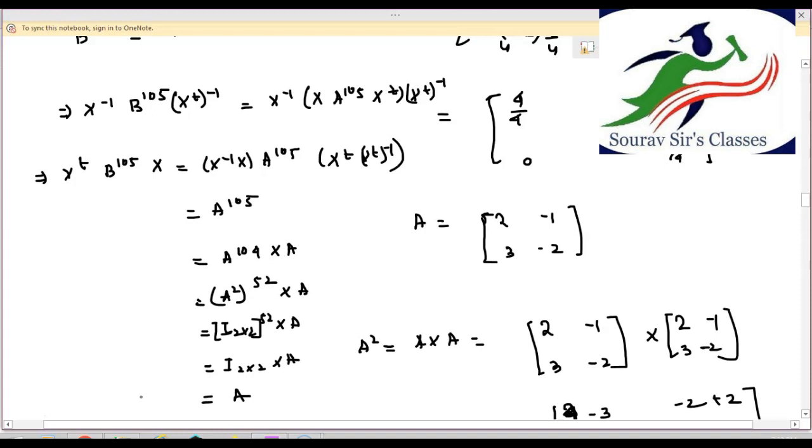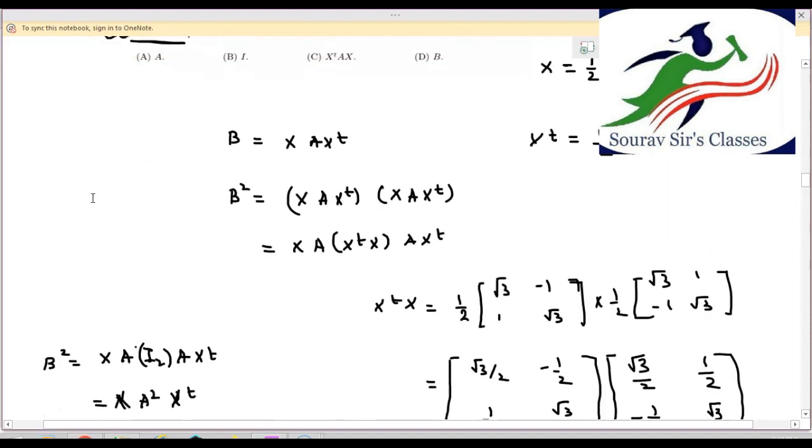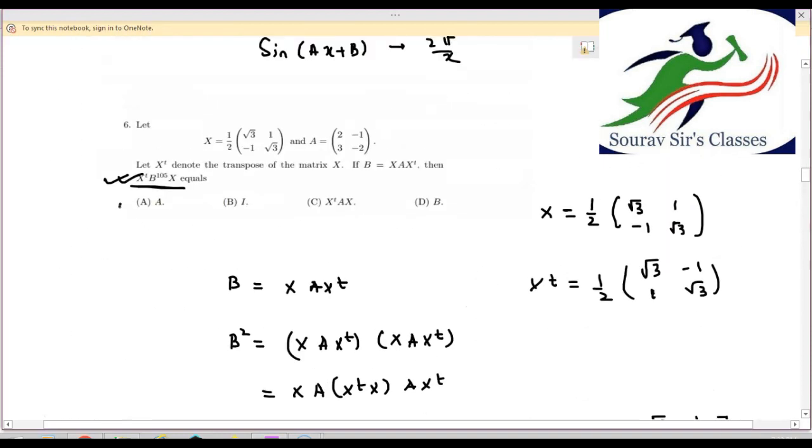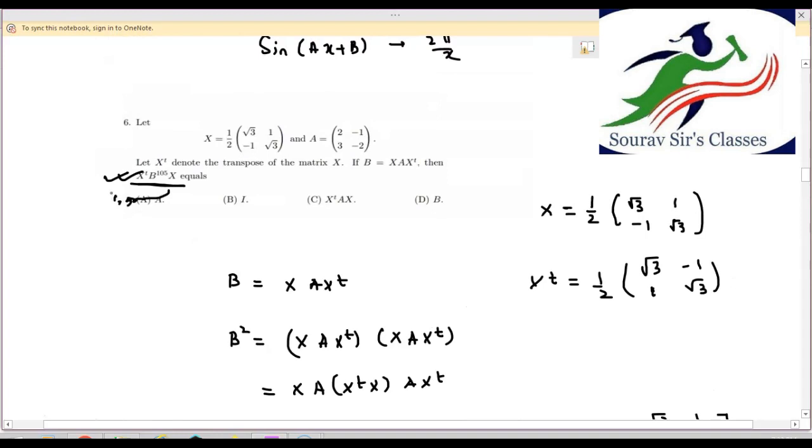So x transpose b to the power 105 x, the value of this product is nothing but a. Okay, let us see the options. So this is our option A. Option A is our correct option. Okay, that's all about question number 6.